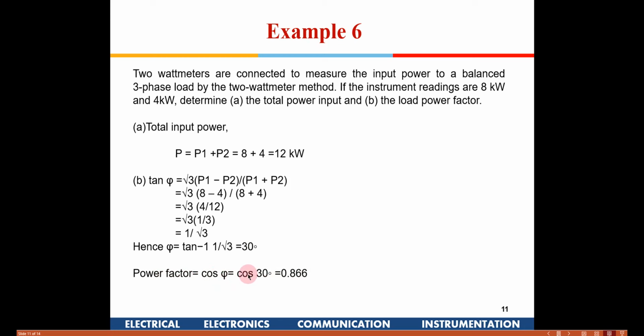If in a multiple choice question there is an answer 30 and an answer 0.866, and we are looking for the power factor, then the correct answer will be 0.866 and not 30. 30 is the phase angle, it is not the power factor. Power factor is always the cos of the phase angle between the voltage and the current.